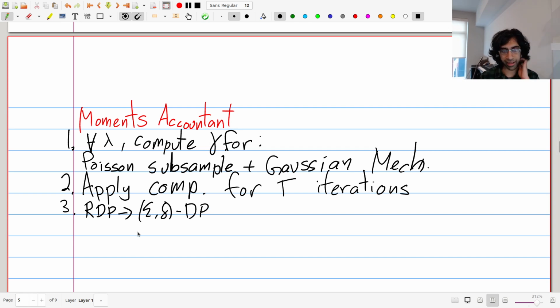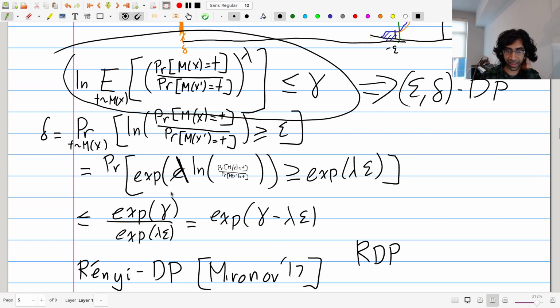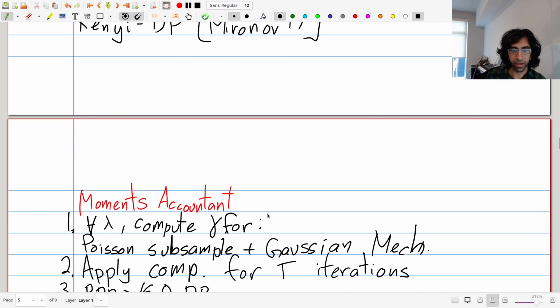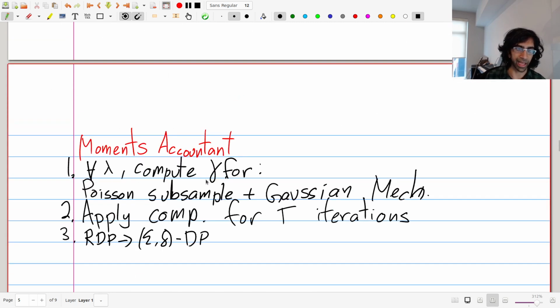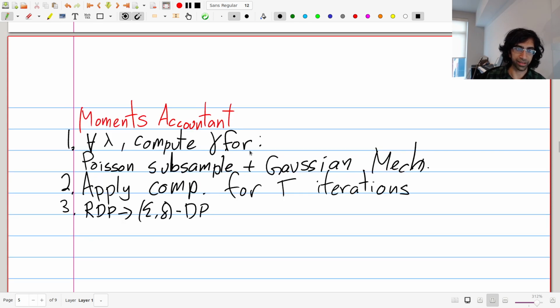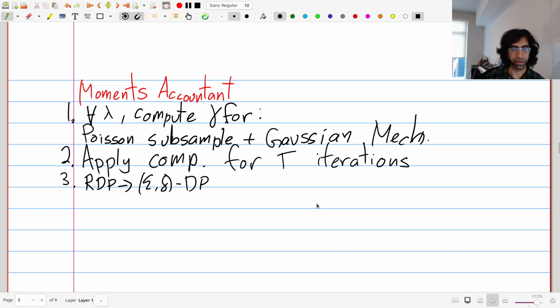This is essentially done the way I described here, in the sense that I showed that if you know your lambda and gamma, for any fixed lambda and gamma, you can compute an epsilon delta guarantee. Now, I presented this as if it was just for a single lambda and gamma, but in fact, like I said, in the first step, we really computed gamma for every single possible lambda. So we have not only one RDP guarantee here, we have a family of RDP guarantees, and so we just use the best lambda, which corresponds to the best value of epsilon and delta.